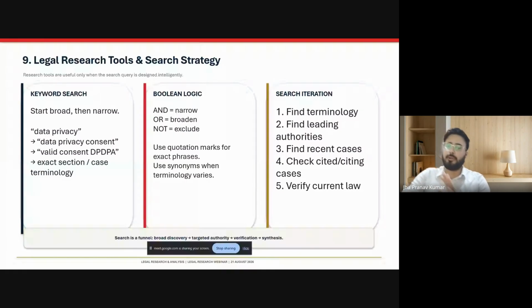They are very important. Once you understand आपके basic keywords क्या हैं, then what you do is you do a Boolean logic. ये बहुत ही specific हो जा रहा है. You need to be very clear about where you are using your and, or, not. These are some of those quotation marks where you have to be very specific about the terminologies, right? And then you need to find the terminologies, you need to lead the authorities, and then you have to also check what you are citing with the current law. So these are some of the tools.